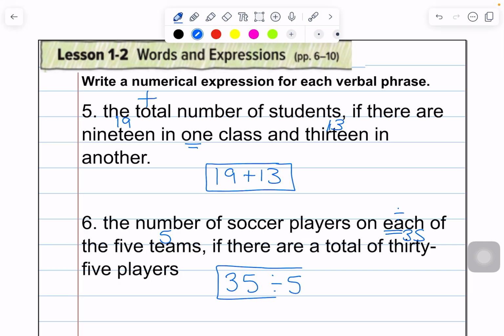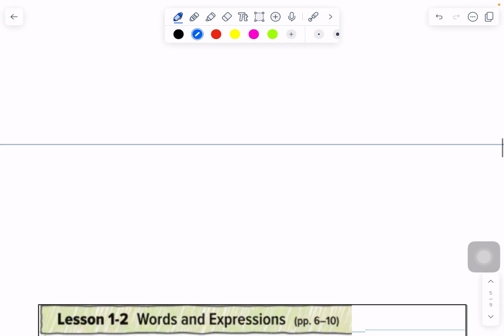I would not solve these because they're not asking me to evaluate. They're not asking me to write an equation. They're simply asking me to write an expression. How would I solve that? Okay. Another reminder is if you have a fraction of, remember that a fraction of something means to multiply by that fraction.